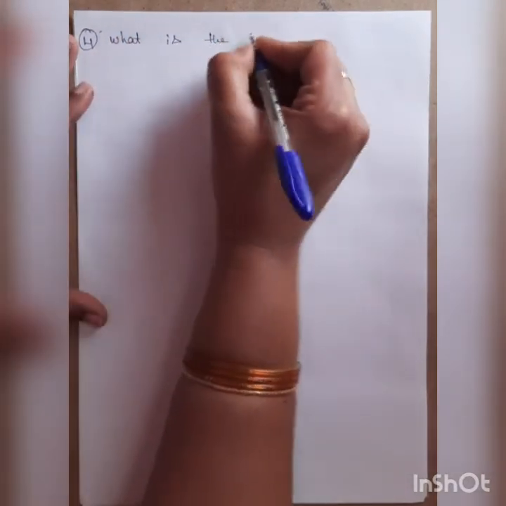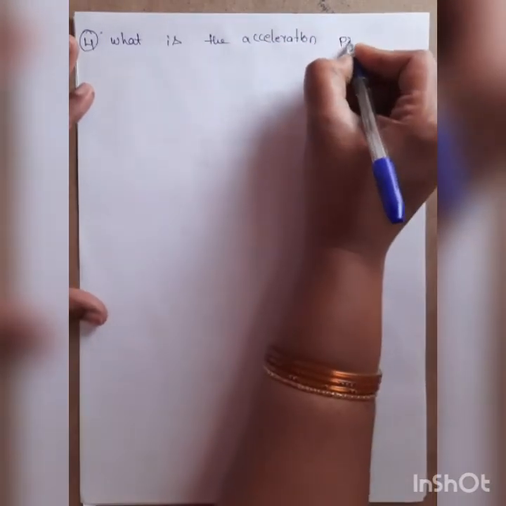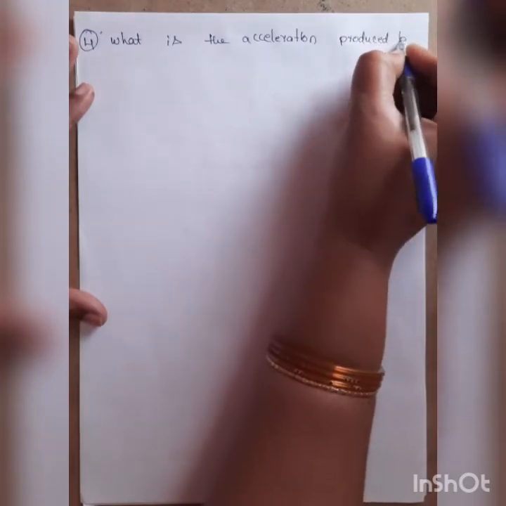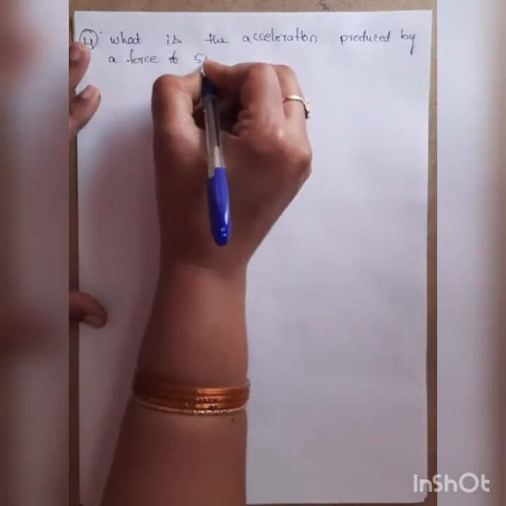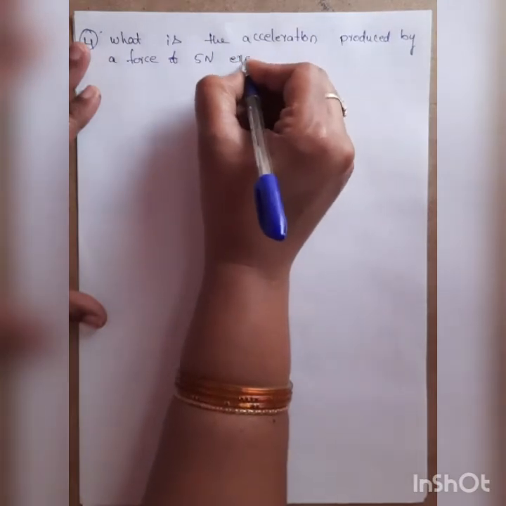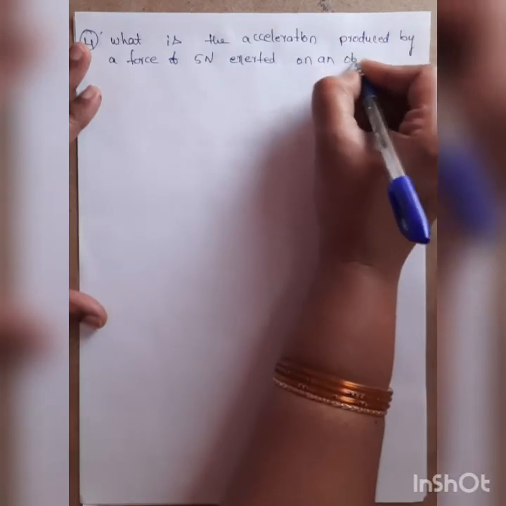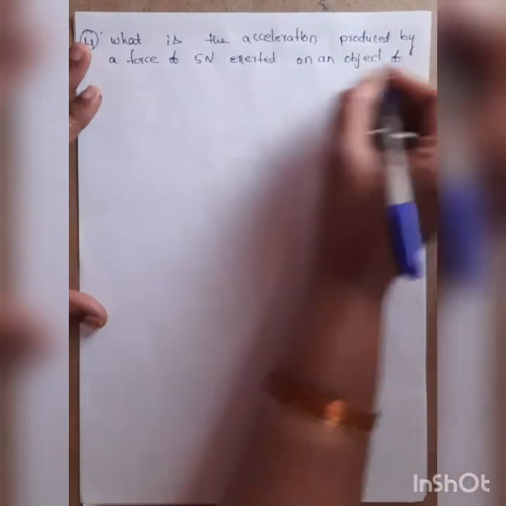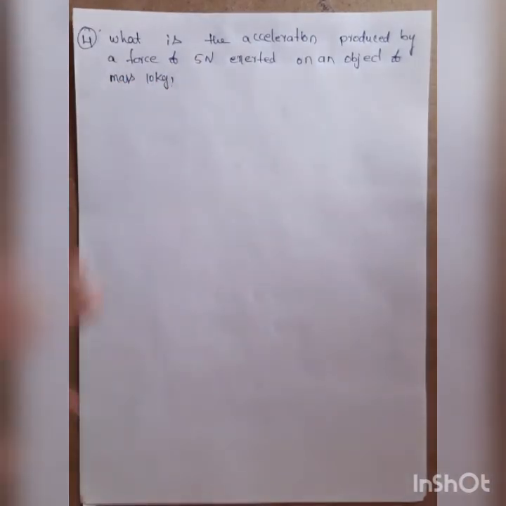What is the acceleration produced by a force of 5 newtons exerted on an object of mass 10 kgs? So, what is the acceleration produced by a force of 5 newtons exerted on the object of mass 10 kgs?